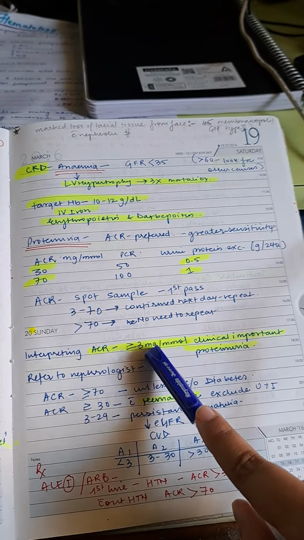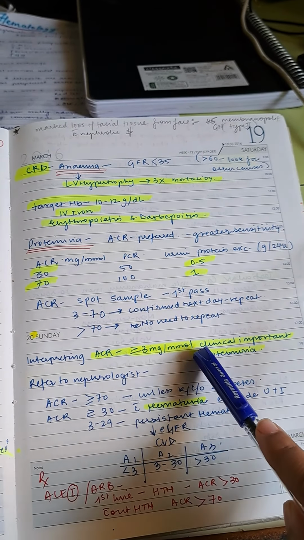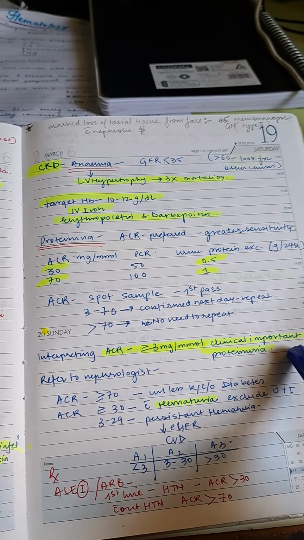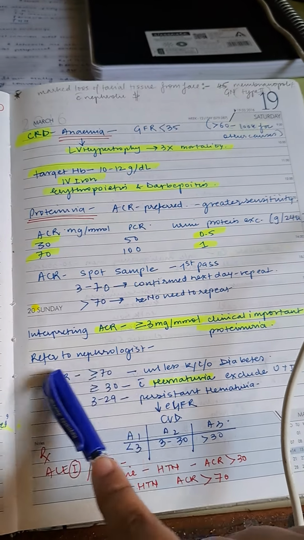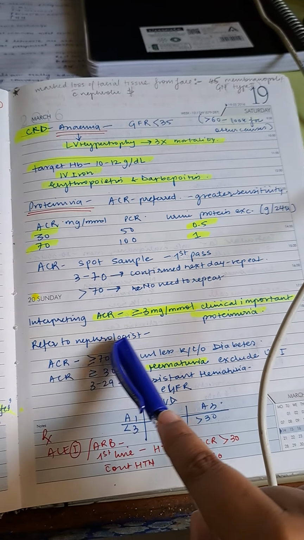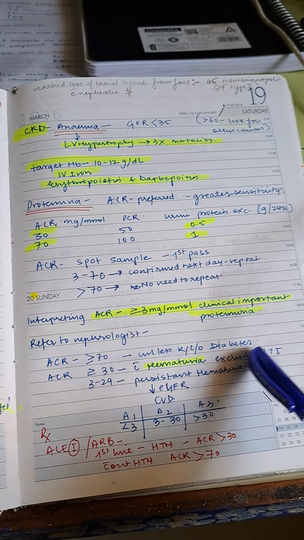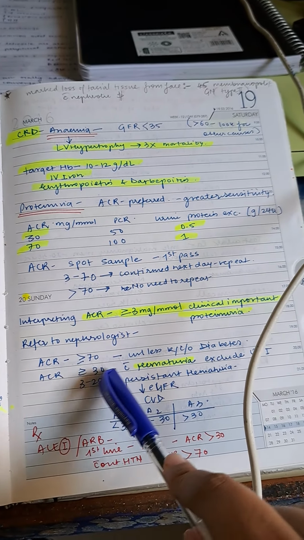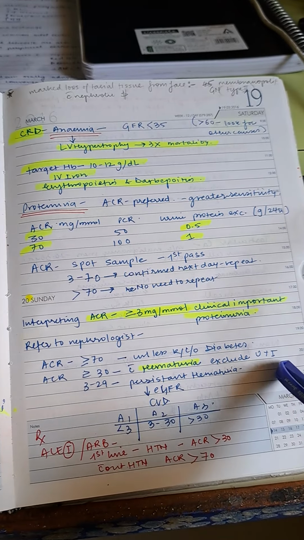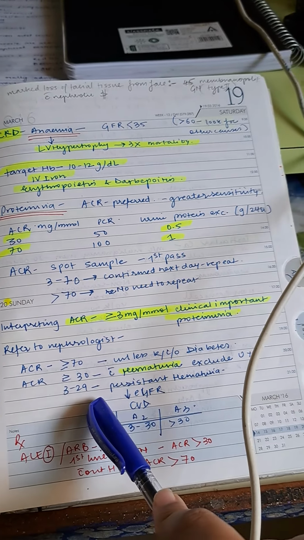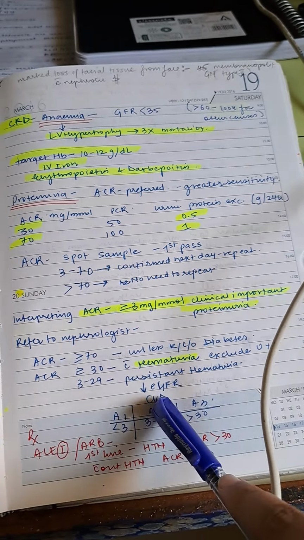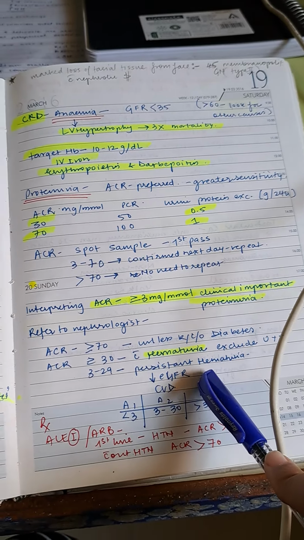Interpreting ACR: more than or equal to 3 mg per millimole is clinically important proteinuria. Refer to nephrologist if it is more than or equal to 70, or less in a known case of diabetes. More than or equal to 30 with hematuria, exclude UTI. 3 to 29 with persistent hematuria or decreased eGFR.